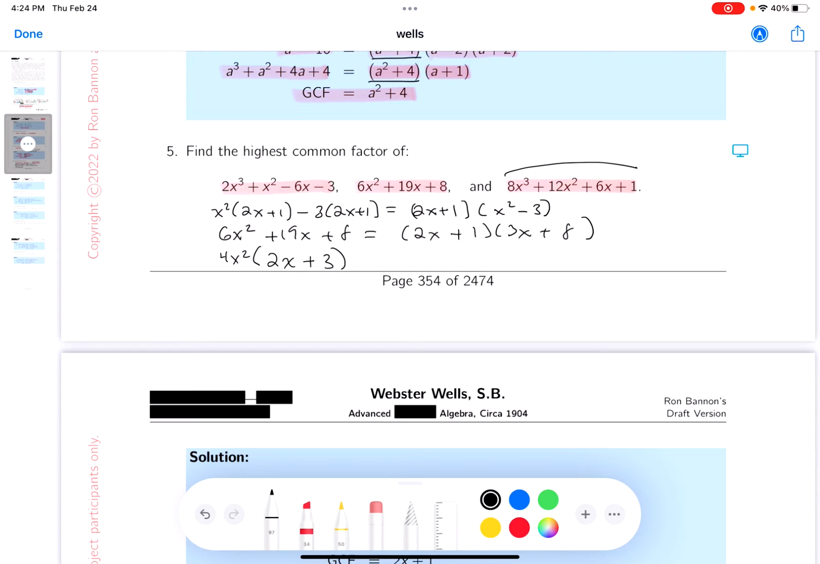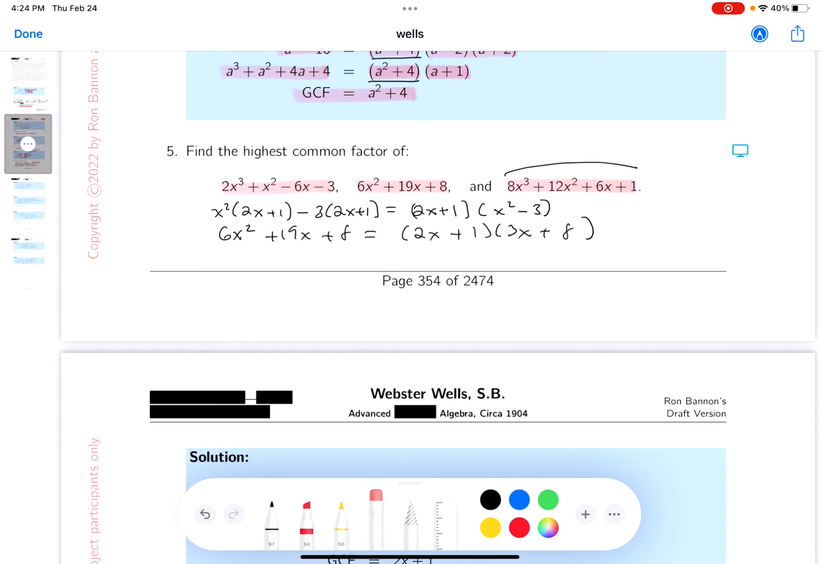Let me see how I'm going to arrange that. I get the 2x plus 3, and I'm not going to get that factored using that grouping. So I'm going to erase this here and try something else.